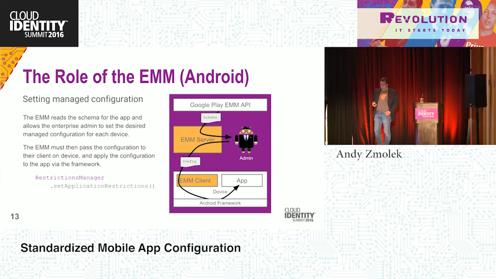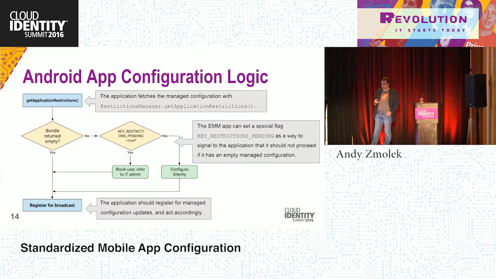And as soon as that happens, the restrictions get sent to the app. There's a little bit more logic involved in this. First of all, if an application is being installed for the first time at the user's request, and the EMM wasn't already aware that that app was coming, there's an opportunity for a race condition that we want to avoid.